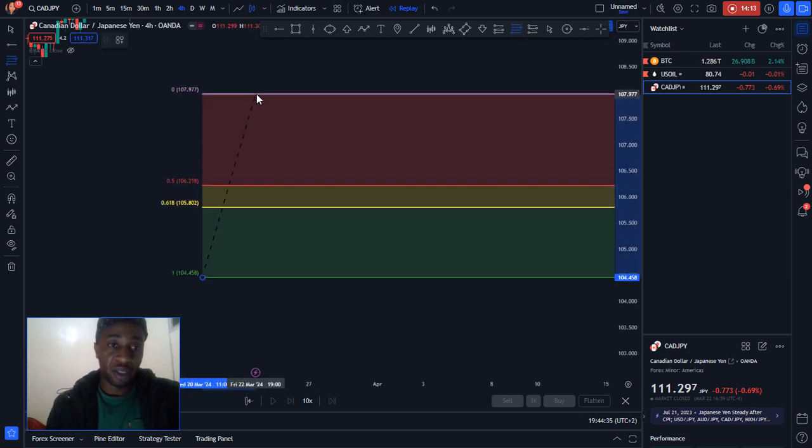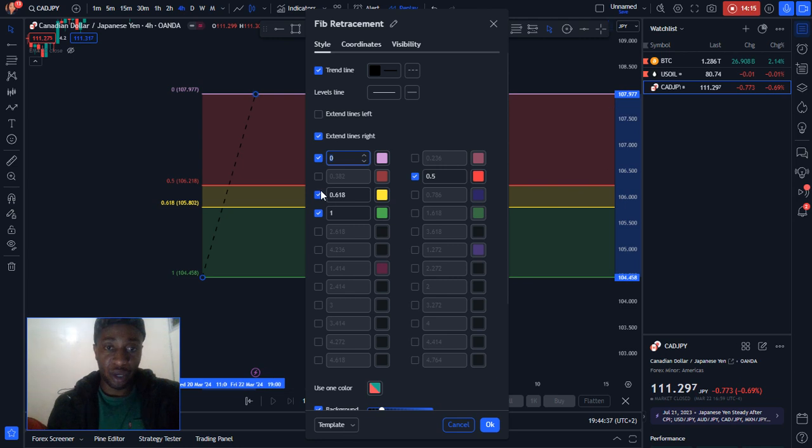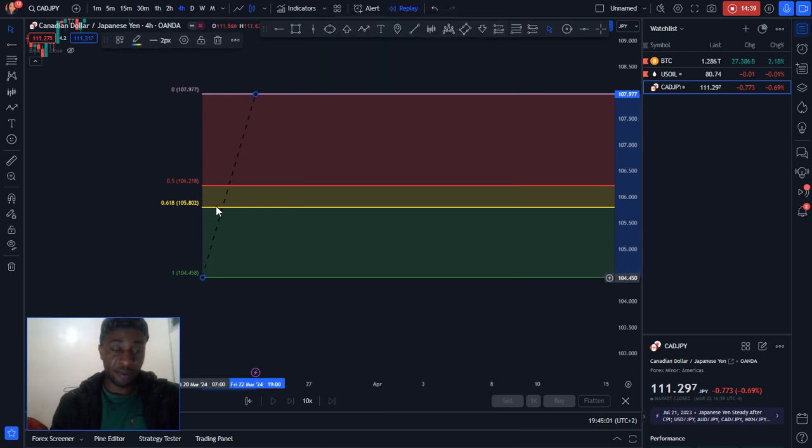If you go to the settings of Fibonacci retracement, you can remove all these other percentages. If you're using TradingView, you can just double click on the Fibonacci. You remove all these other percentages. You just want 50% and 61.8%, which is what I have.